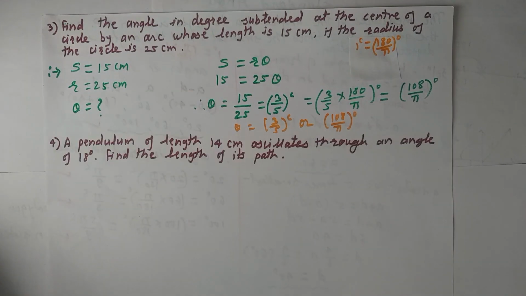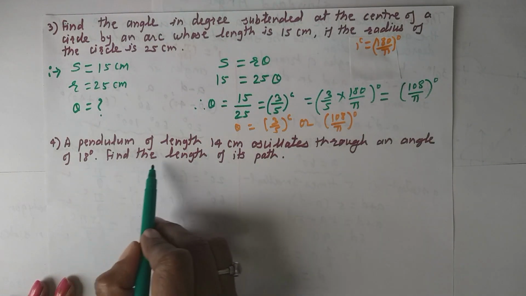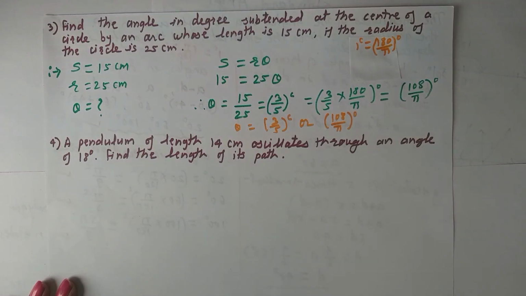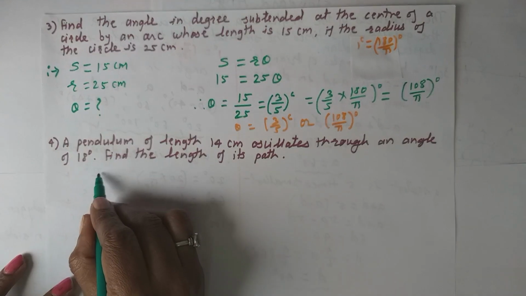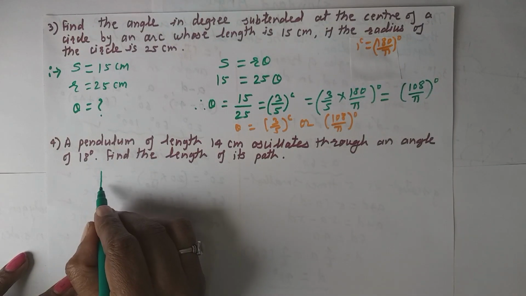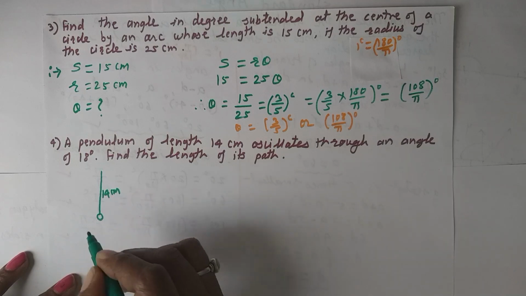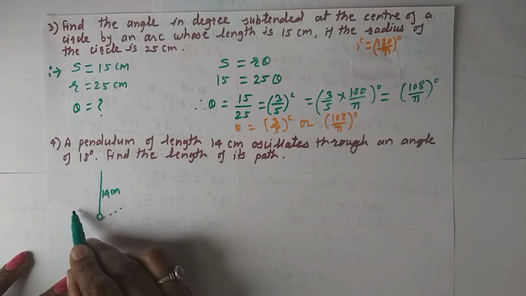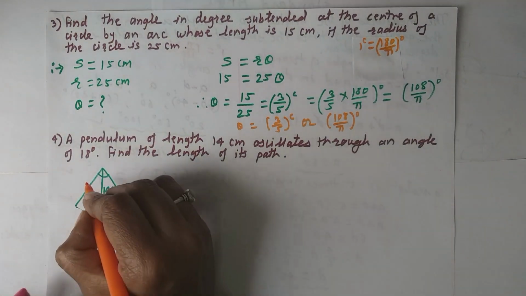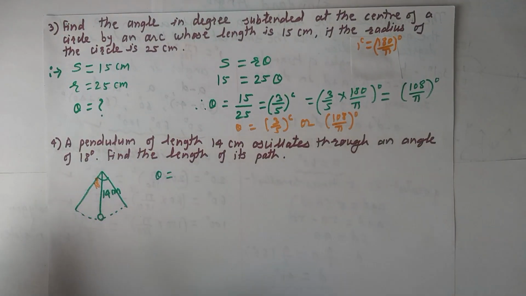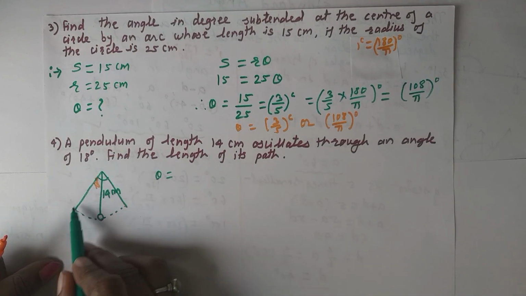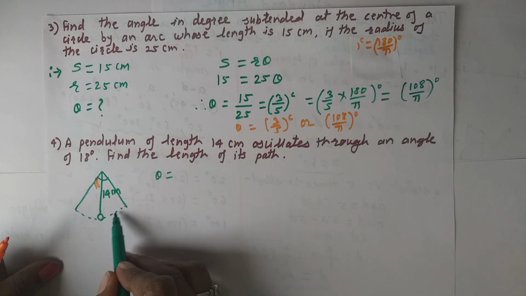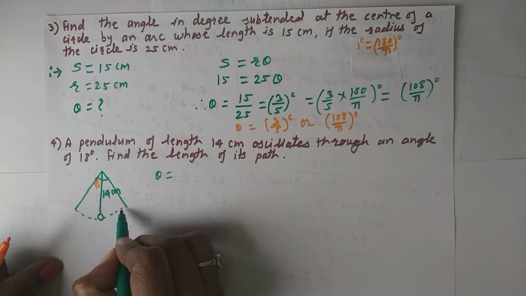A pendulum of length 14 centimeter oscillates through an angle 18 degree. Find the length of its path. See, such type of problem is very important. This is application of mathematics in day-to-day life. See here, what is meant by pendulum? Suppose this is the pendulum. Its length is 14 centimeter and it oscillates through an angle 18 degree. This angle is 18 degree. And what is this? This is nothing but your sector of a circle. This is arc length. I have to find this path.